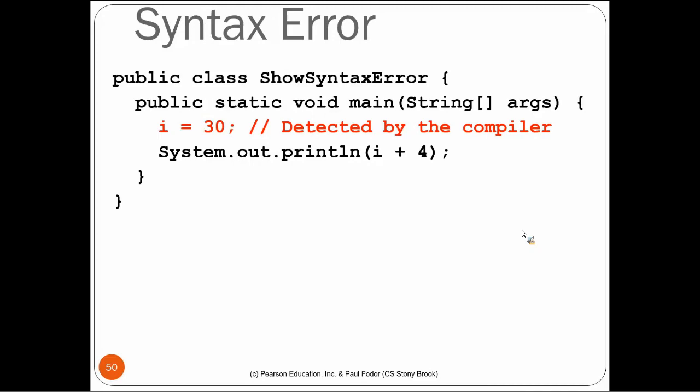So here we have examples of each one of them. For instance, this is a syntax error. If you try to define a variable and you assign a number to it like I equal with 30, we will see in the next recording how this is done properly. It will actually be detected by the compiler. That is a syntax error.